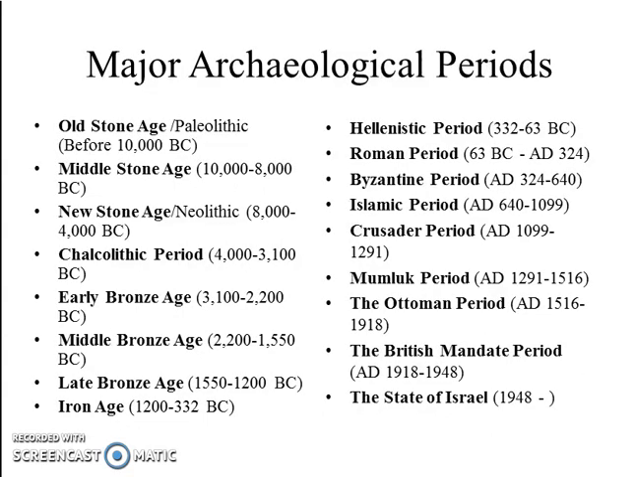Now, here are some of the major archaeological time periods. Old Stone Age, Middle Stone Age, you can see the dates there. New Stone Age, Chalcolithic, Early Bronze Age, Middle Bronze Age, Late Bronze Age. The Exodus took place during the Late Bronze Age. The Iron Age, which would be the time of the monarchy and after the exile. And then you come to the Hellenistic period, Roman period, and then into more modern times.